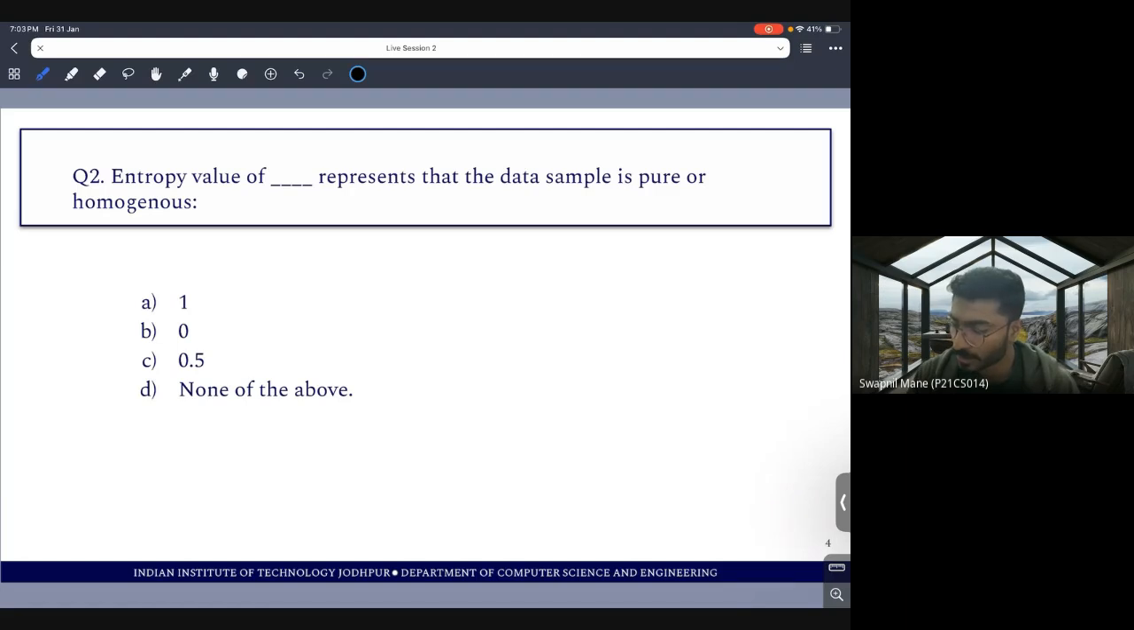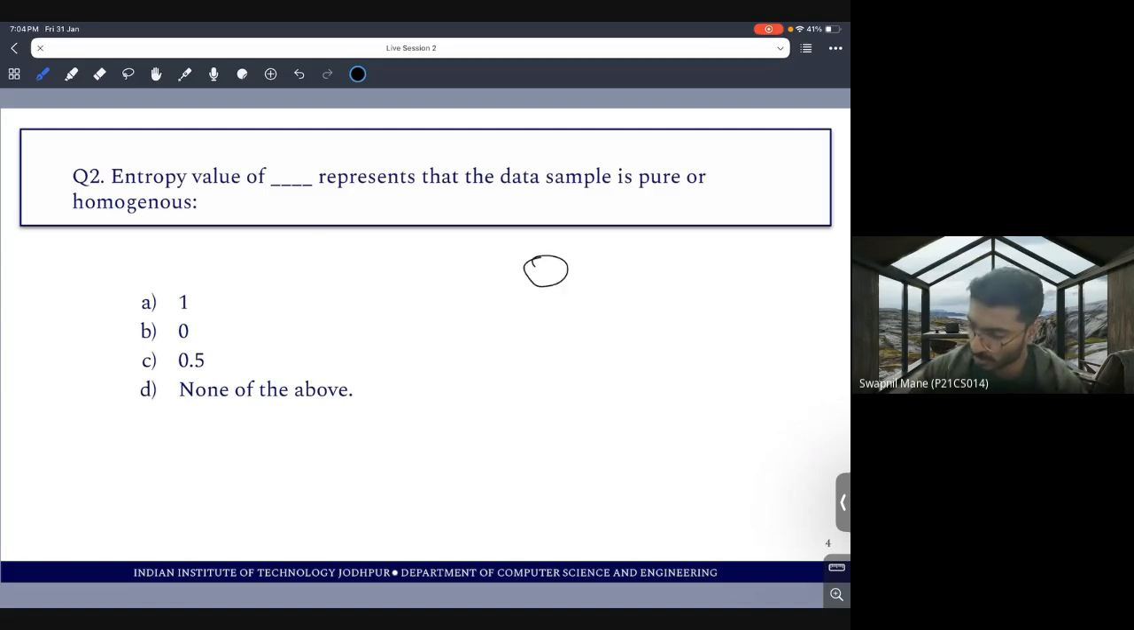An entropy value of zero represents that the data sample is pure or homogeneous. Pure means, as we have already discussed, that a particular leaf node only categorizes or only has single values or single categories. Suppose it is positive and negative: only positive values are in the leaf node, and there are no negative values. So we have already discussed what a pure node is.